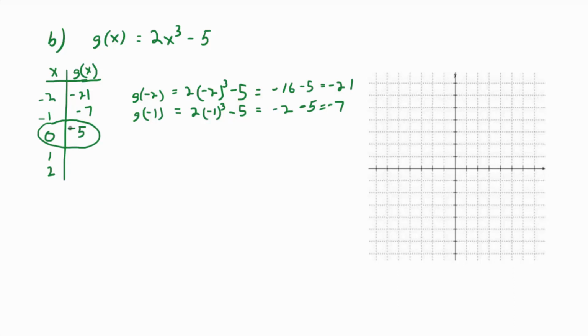It's the y-intercept. Anytime you plug in 0 for x, you're finding the y-intercept, whether it's a cubic function, a quadratic function, or a linear function, or any other kind of function. Doesn't matter, with 2 variables.